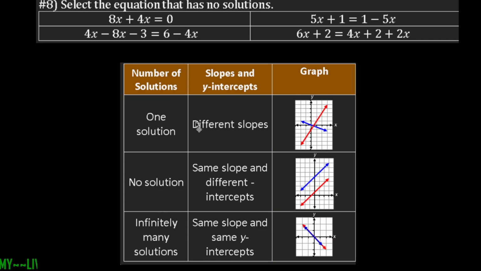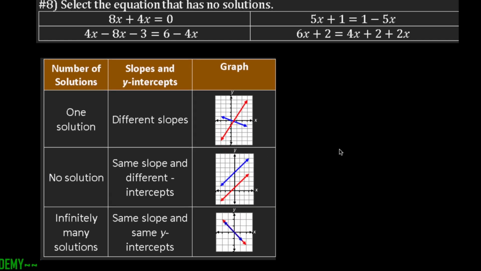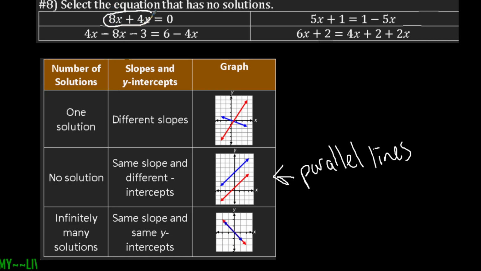So if it has one solution, it just intersects at one point and they have different slopes. Or if they have no solution, they're going to be the same slope but different y-intercepts. And that just means if I look at this picture, that it's going to be parallel lines. And so what I can do is graph out one side at a time. I'm going to graph out the left side, graph out the right side, and see what I get.